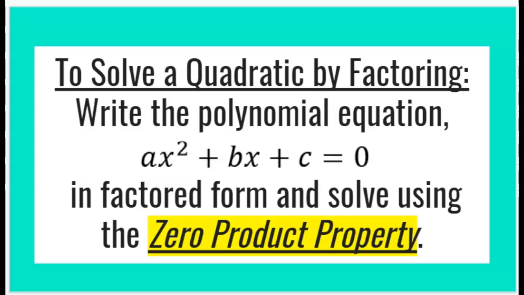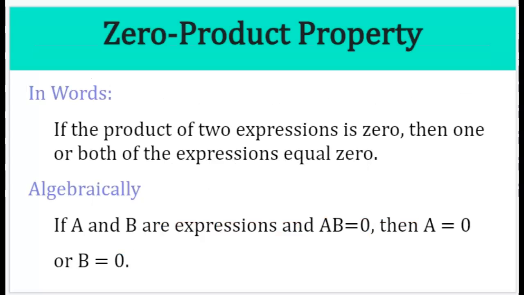To solve a quadratic by factoring, we write the polynomial equation ax squared plus bx plus c equal to 0 in factor form and solve using the zero product property. So what's the zero product property? I'm glad you asked. Here we go. In words: zero, the number 0; product, multiply; property, a statement, a rule, if you will, a theorem.